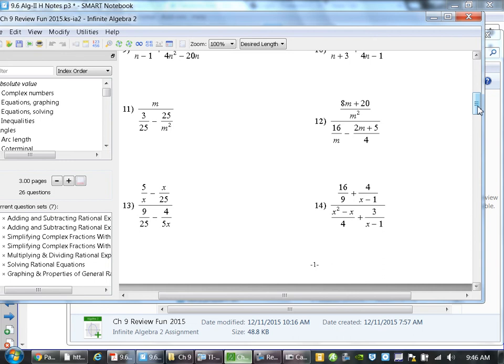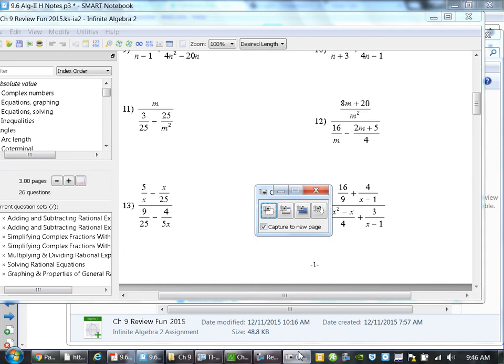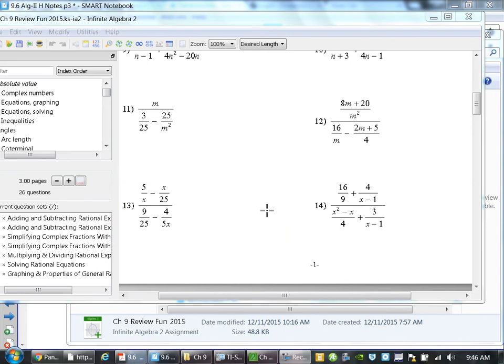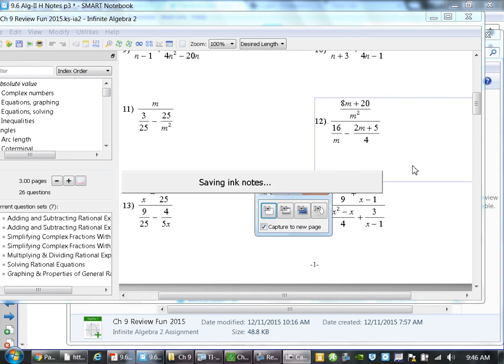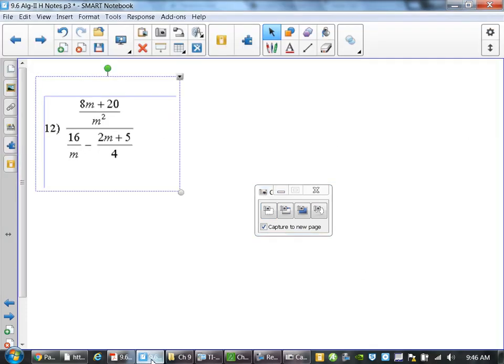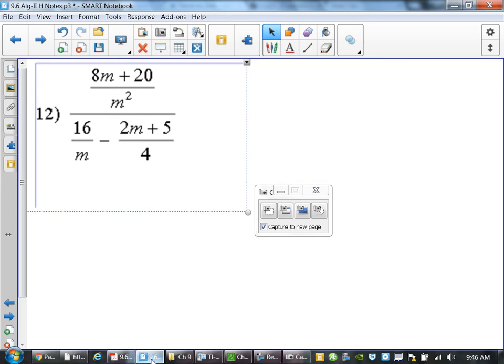One of the things I want to work with you guys real quick on is reminding you how you get your common denominators, especially when you're dealing with a complex fraction. For example, I want to look at number 12 here. Did I send back enough in that last row? Let's take a quick look.